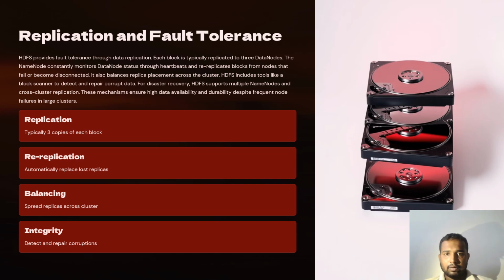Replication and fault tolerance. Hadoop Distributed File System provides fault tolerance through data replication. Each block is typically replicated to three data nodes. The name node constantly monitors data node status through heartbeats and re-replicates blocks from nodes that fail or become disconnected. It also balances the replica placement across the cluster.